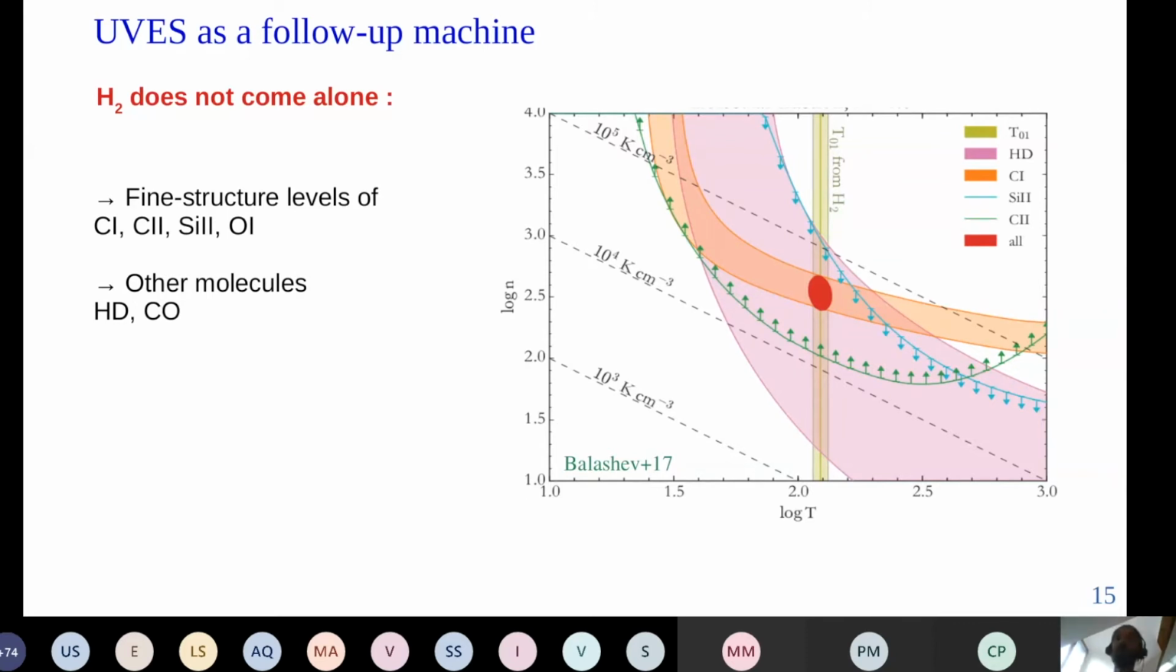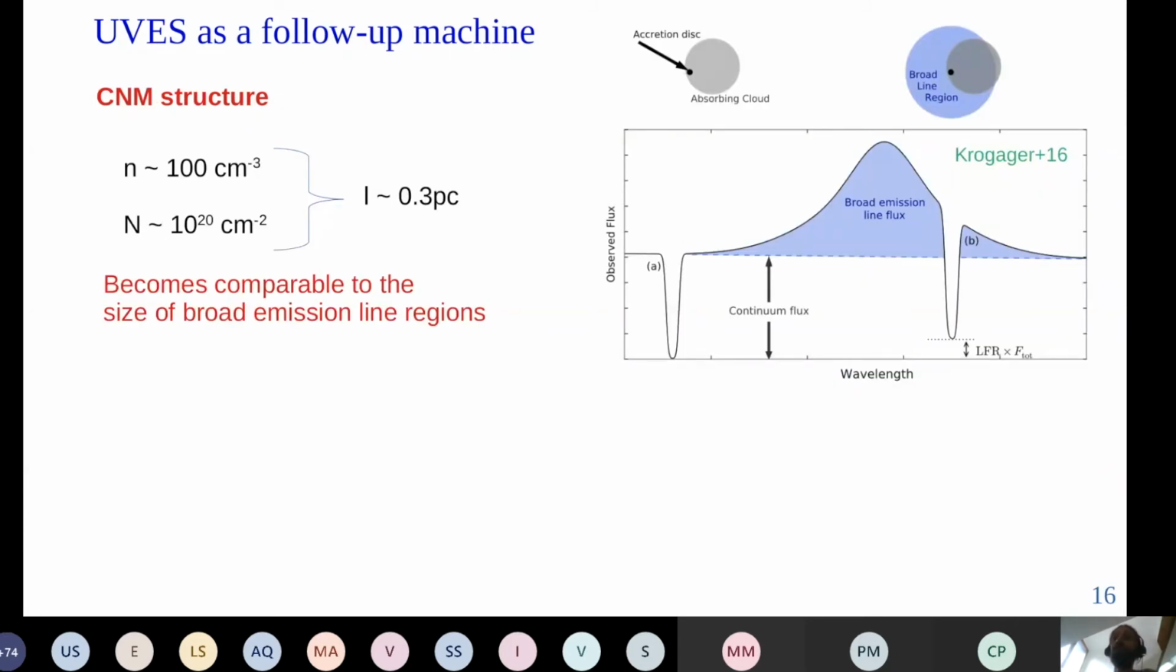Here you can see, for example, the density versus temperature plot, where you can constrain the gas density to be around 10^2.5 or a bit more in that case, and the temperature to be cold, around 100 K. So this is really probing this cold neutral medium. What is interesting now is that if you have this kind of density and this kind of column density, then you have a constraint on the length and the size of this cloud. For these numbers here, it's 0.3 parsec, but it can be much smaller or a bit larger, depending on the exact numbers you get. But what is interesting here is that this size becomes comparable to the size of the broad emission line regions of the quasar.